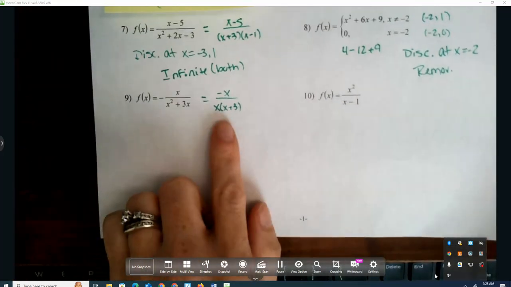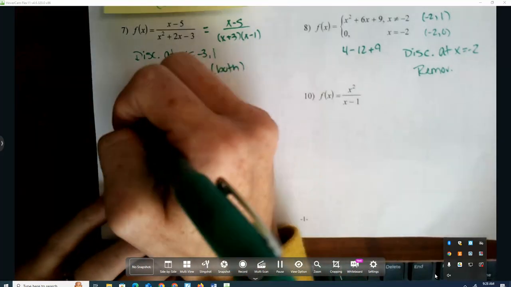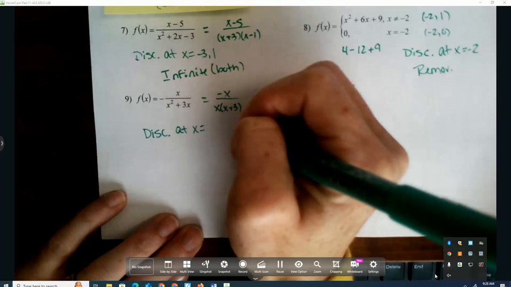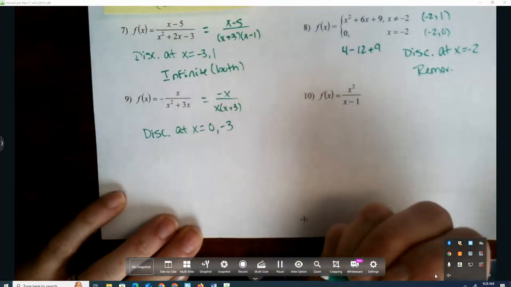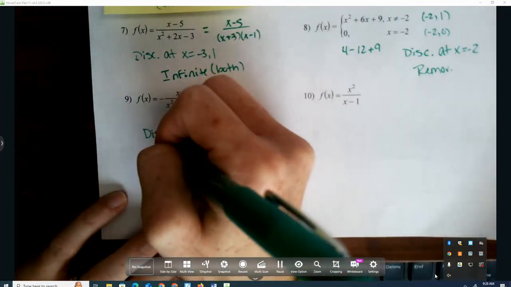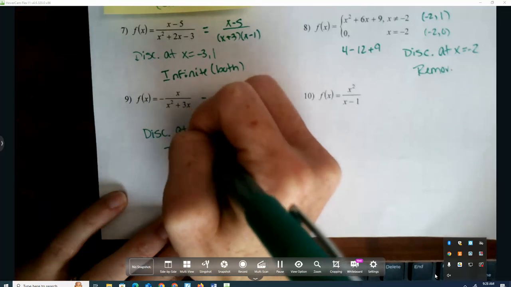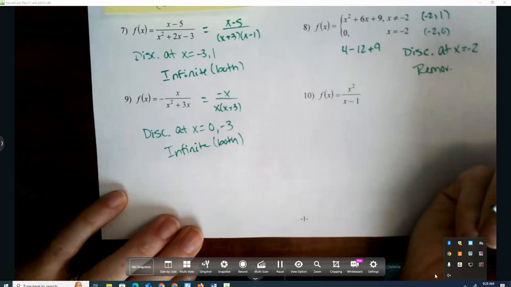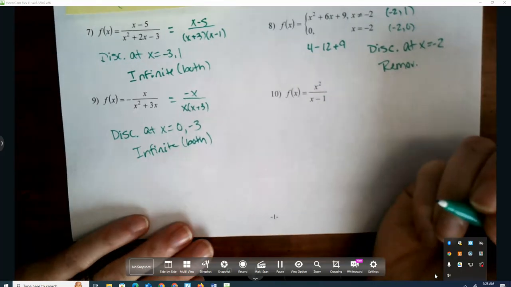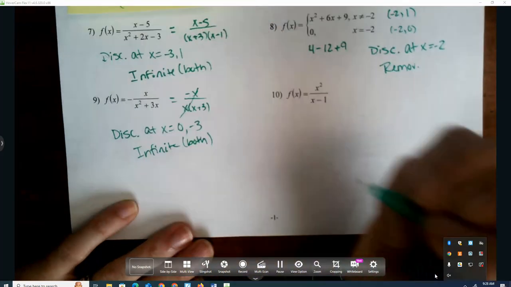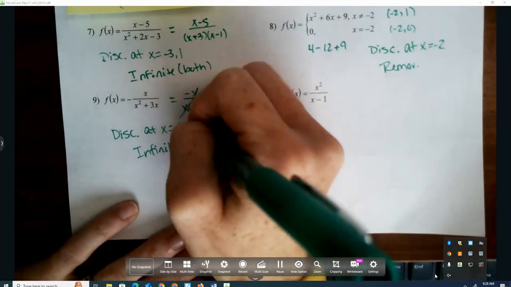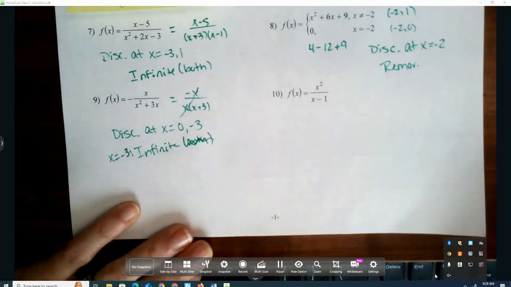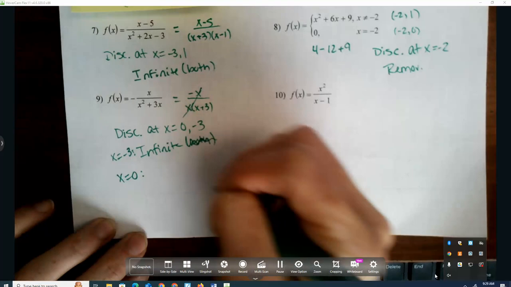When I look at number 9, you can factor an x out of the bottom. Nothing cancels, so it's discontinuous at both x equals 0 and negative 3. Since neither canceled, they are both infinite. So the 0 can't cancel? Oh, sorry. I just wasn't paying attention, was I? Negative 3 is infinite. What would 0 be? Removable.